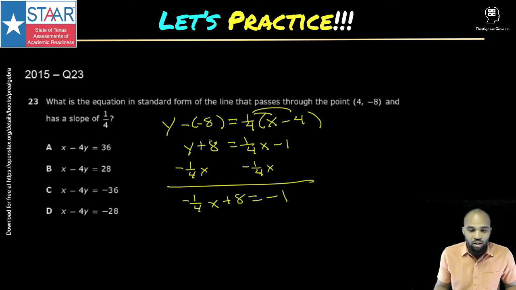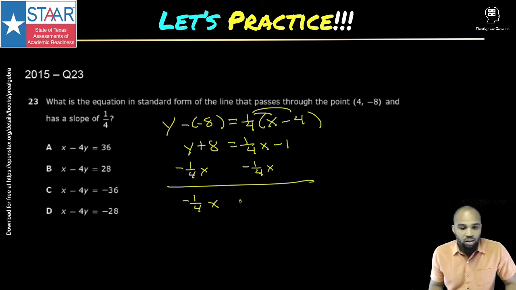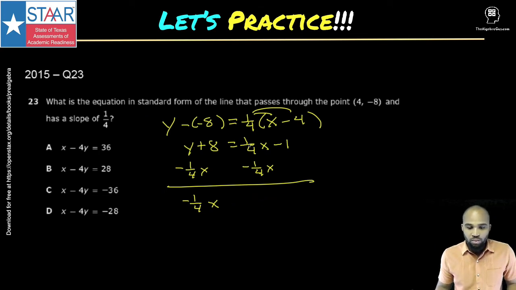Oh, what happened to my y? I lost my y. I forgot my y right here. Let me go back a little bit. So I subtracted my 1/4 x, but I forgot to say plus y, then plus 8 equals -1. So yeah, I forgot my y. This x, this whole piece just got up here.